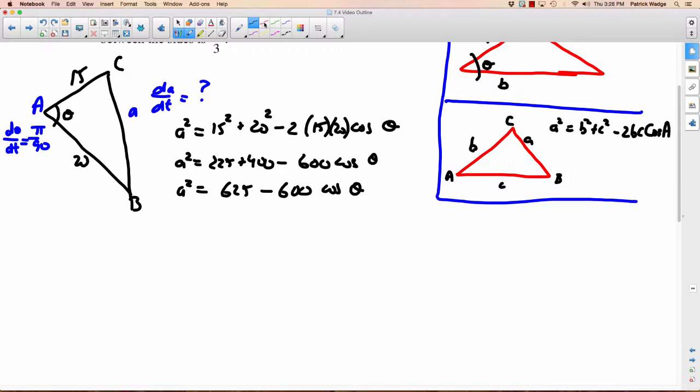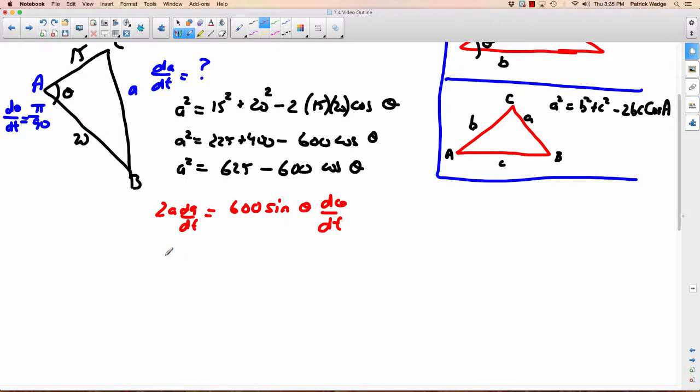So if we take the derivative of a squared, you would get 2a, but then you're going to have to write dA/dt equals, the derivative of 625 is 0. That's fine. The derivative of negative 600 cosine theta. Well, the derivative of cosine is a negative sine, so it's going to be negative negative, or positive 600 sine theta d theta dt. So we're going to plug in everything we know here.